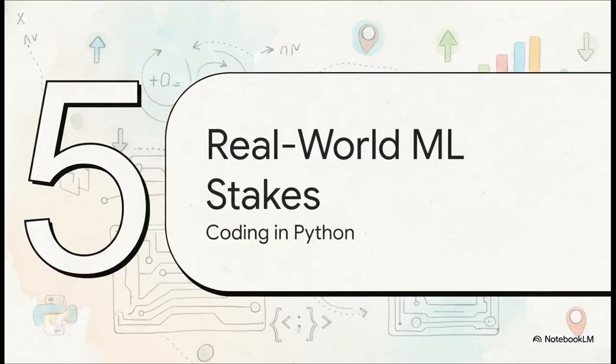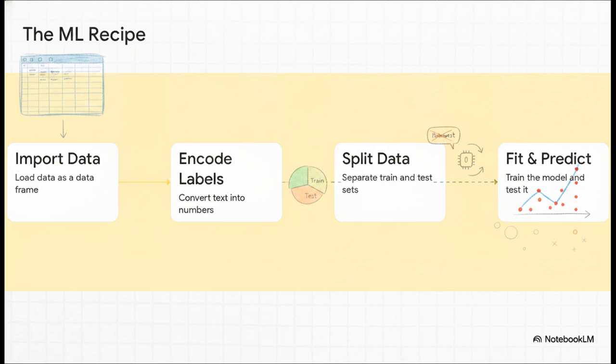Finally, Section 5, Real-World Machine Learning Stakes. Let's see this in action. All right, now for the really fun part. Let's take these abstract concepts and throw them into a real-world Python programming environment to see the stakes. When data scientists actually code these models, they basically follow a standard 4-step recipe.